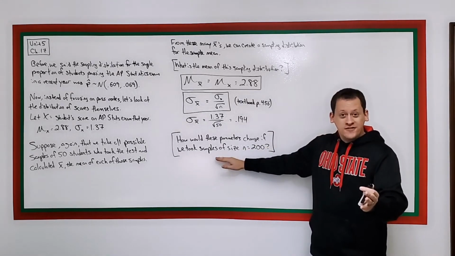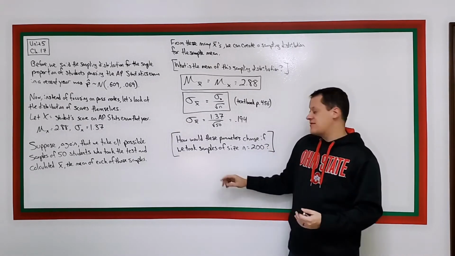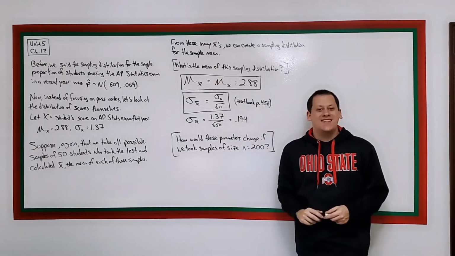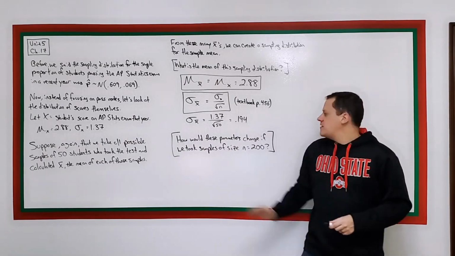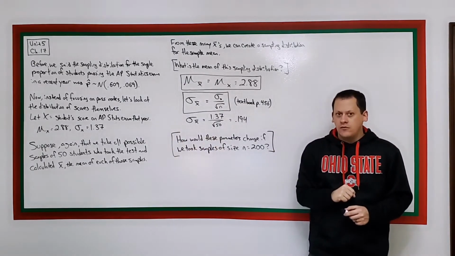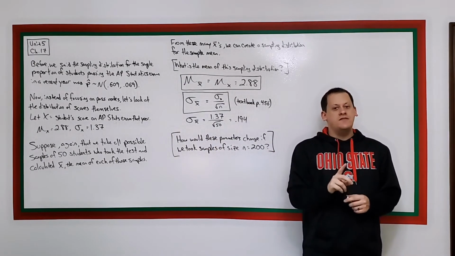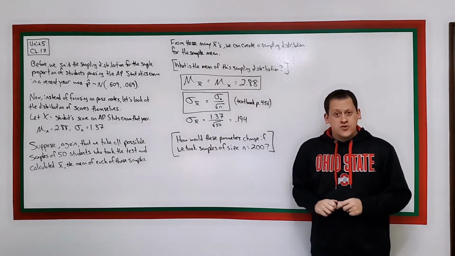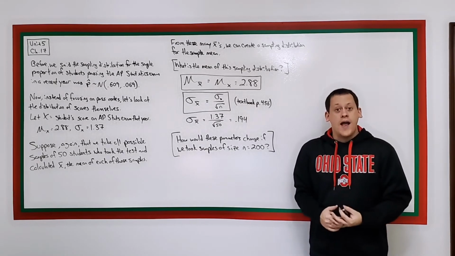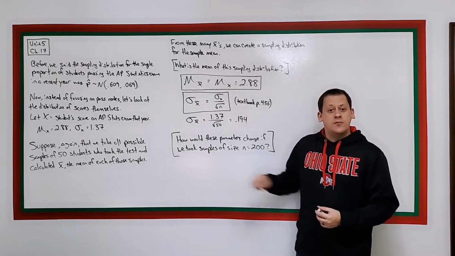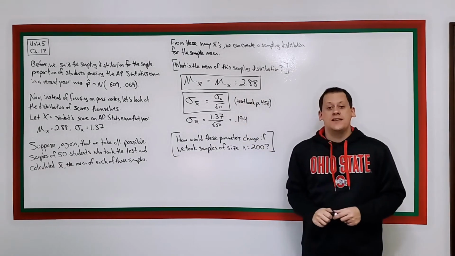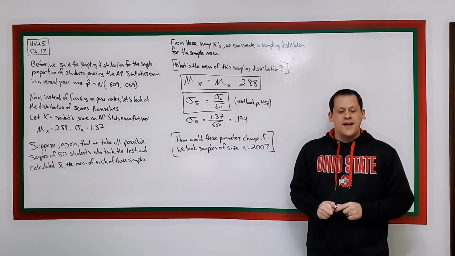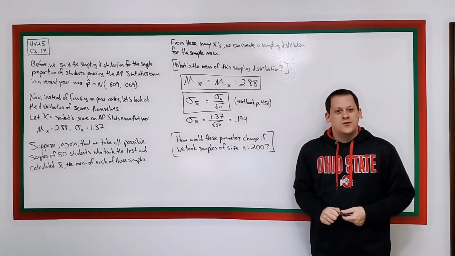So, a question for you. You finally get to do some calculations on your own in this video. How would these parameters, these two, change if we took samples of size n equals 200? Same population, same random variable, but instead of taking samples of size 50, we take samples of size 200. I want you to calculate those new parameters and compare and contrast how they change for a sample size of 200 compared to a sample size of 50. Go ahead, take a second, pause the video, write that up, and then come back when you're ready to compare your results.